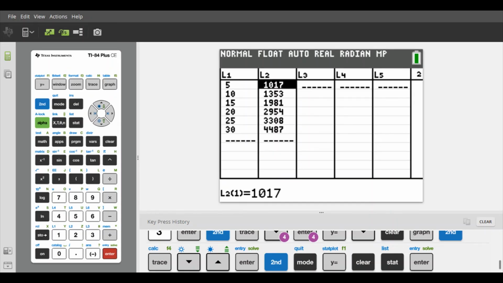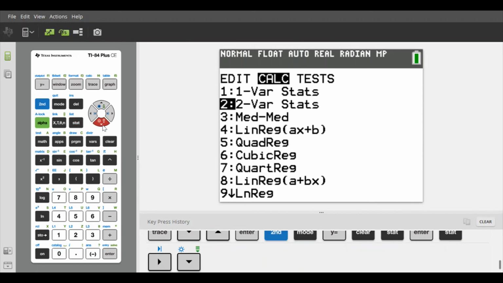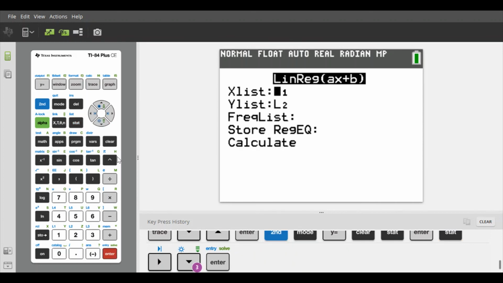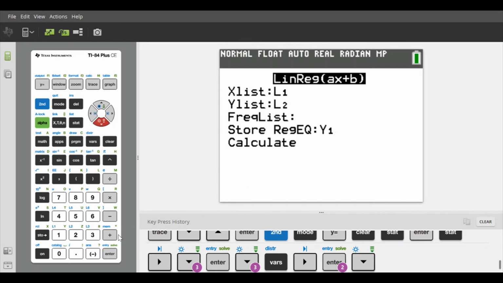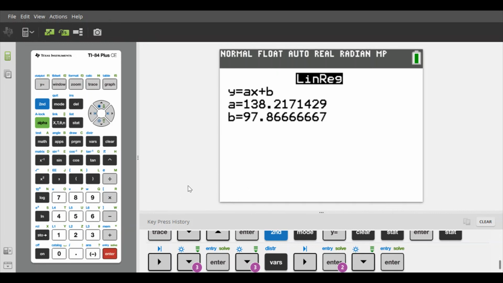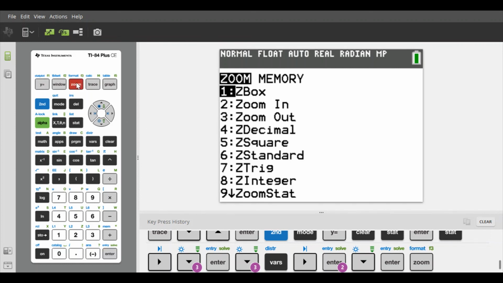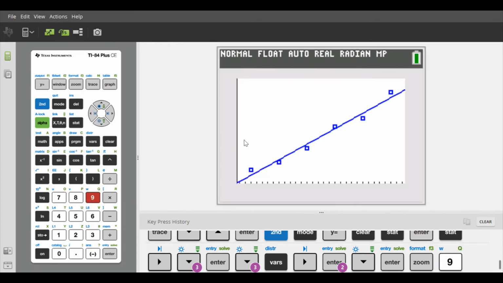Alright guys, so we're over here at the calculator, got our two lists typed in. If you need to pause and type your list in, please do so. I'm going to hit stat calc, scroll down to linear regression in order to calculate what our line is going to be here. I'm going to store it in our Y1. I'm going to scroll down, hit calculate, and it calculates this for us here. We've got y equals 138.22 approximately x plus 97.87. Okay, so I'm going to do zoom stat so that I can see my line against my curve here.